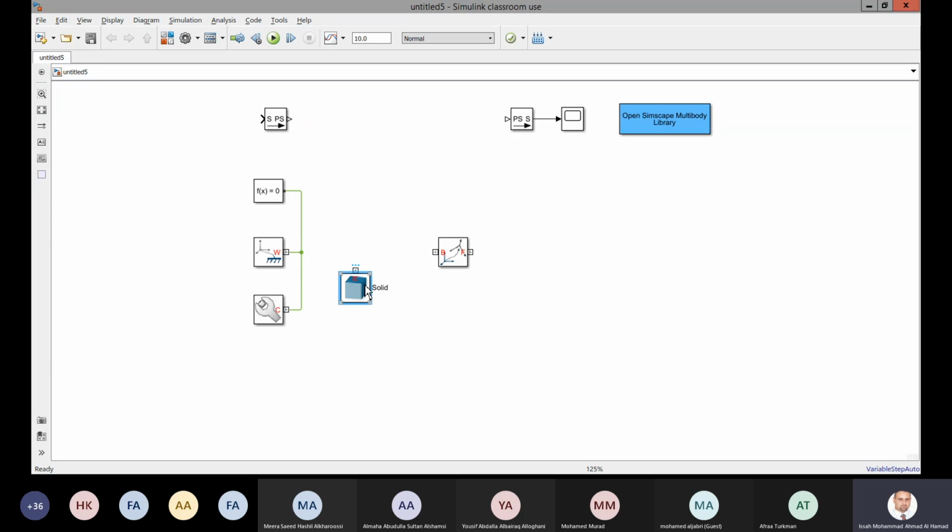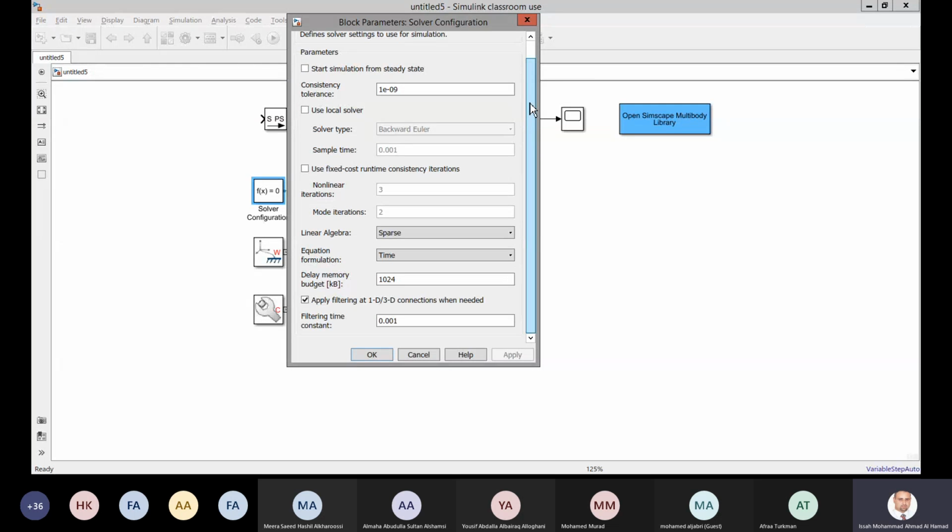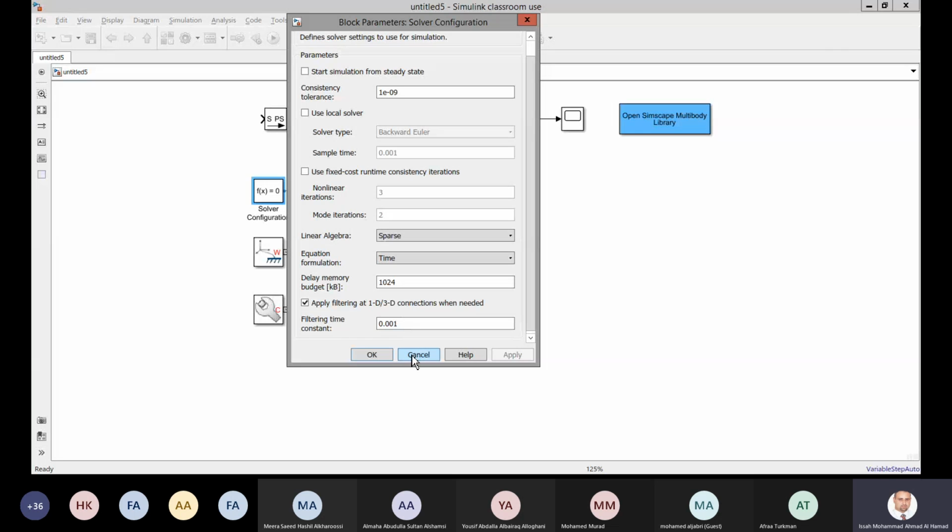Now we still need to add some other blocks for the spring and whatever. Let's see what this block contains. If you double click here, this is the solver configuration. Now we don't need to play with anything with the solver unless there are other required tolerances that you need to add. You can leave it as it is by default. Okay, we will not play with the solver properties.